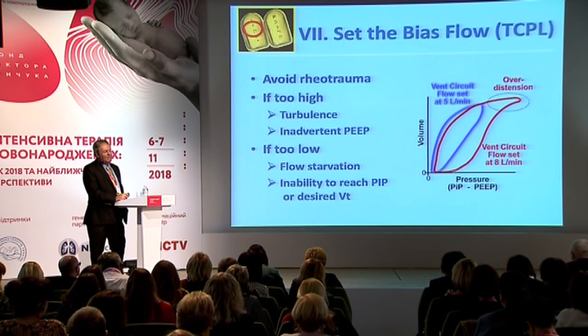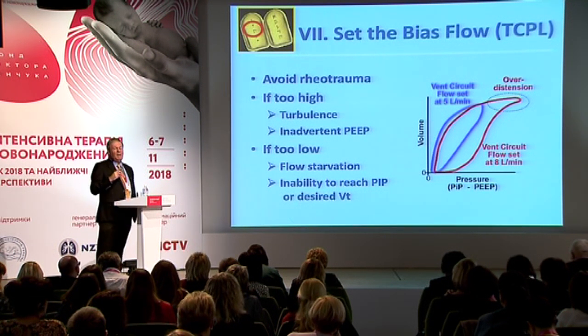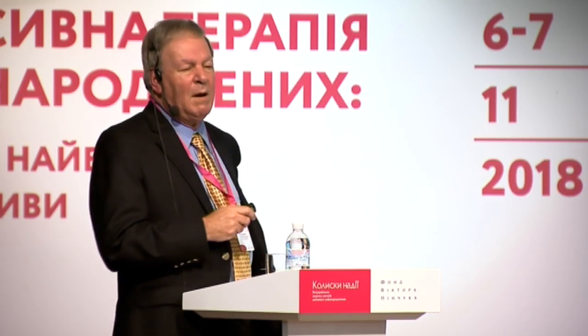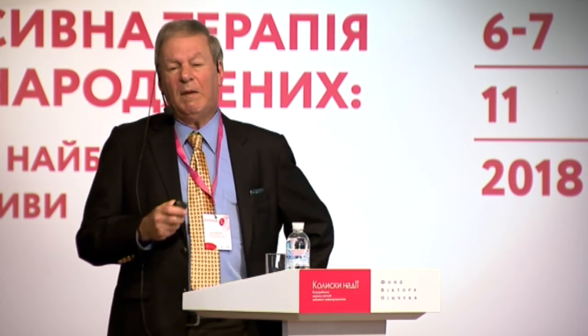And turbulence is not the best means of flow in order to affect good gas exchange. You want to have laminar flow, not turbulent flow. And secondly, if more gas goes into the lung than comes out, in addition to gas trapping, you may develop inadvertent PEEP. And this can interfere with both gas exchange, and if it's too high, can actually impede venous return to the heart and cardiac output.